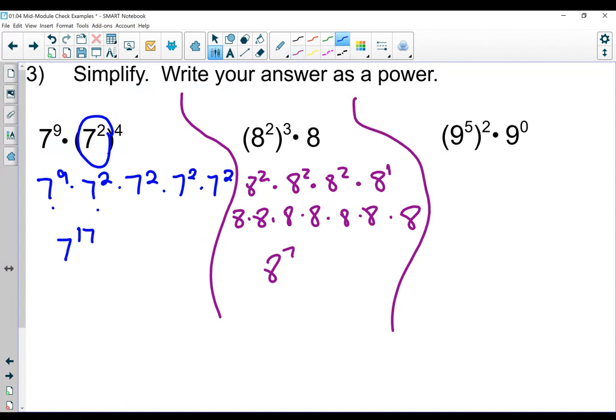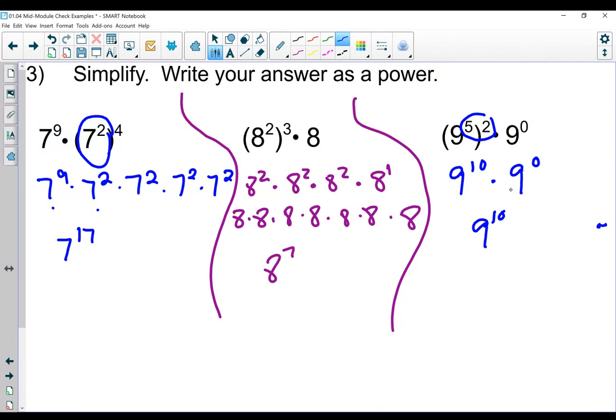So for the last one, you're kind of seeing what we need to do already. I need to go ahead and multiply these two. I'll have 9 to the 10th. And then I have times 9 to the 0. So there's different ways we can handle this now. I can add them together. 10 plus 0 is just 10. So my answer is 9 to the 10th.